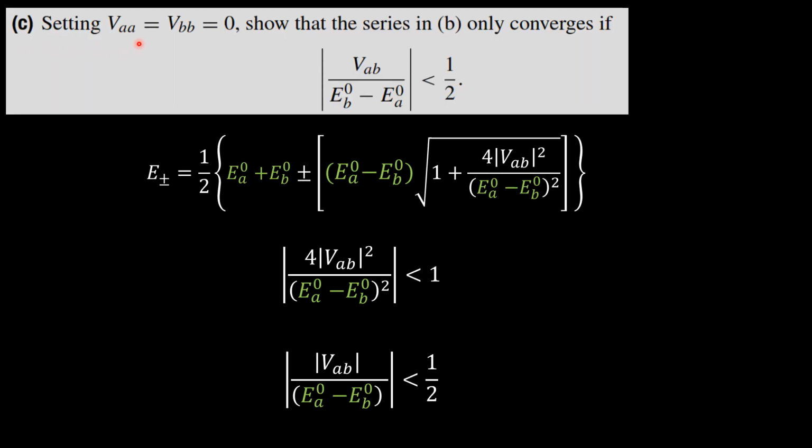Section C: setting VAA equal to VBB equal to 0, so that the series in lambda only converges if modulus VAB divided by EB0 minus EA0 is less than half. We have to prove this. If VAA and VBB are equal to 0, then E sub plus or minus will become half of EA0 plus EB0 plus or minus, because we are making VAA and VBB zero, EA0 minus EB0 times the square root of 1 plus 4 modulus VAB square divided by EA0 minus EB0 whole square.